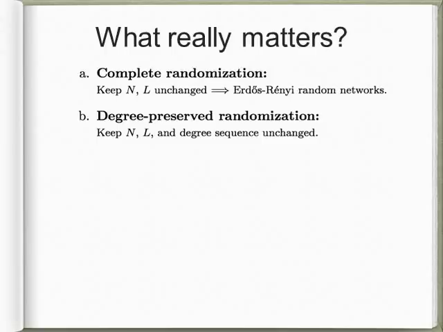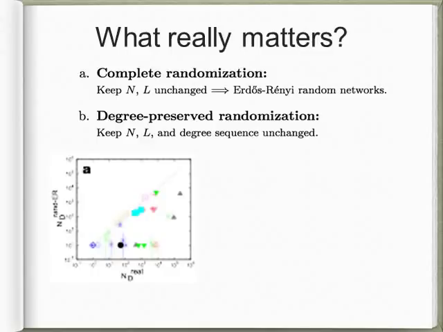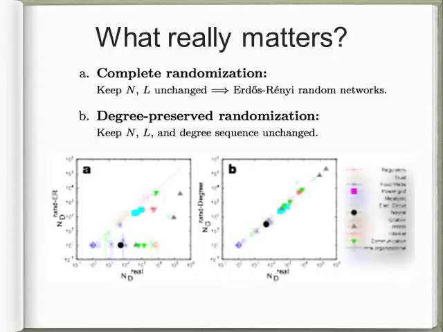If you do that, then you compare the number of driver nodes of the real network and the randomized network. You see there's almost no correlation. Which means if you do the complete randomization, then basically you remove all the features that determine the number of driver nodes. However, if you do the degree-preserved randomization, not only do you keep the number of nodes and links unchanged, but also you keep the degree sequence unchanged. In other words, you keep the in-degree and out-degree for each node unchanged. Then you do this comparison, and you will see that there's a strong correlation between the number of driver nodes for the real network and the randomized networks. So that means the number of driver nodes is mainly determined by the degree distribution.